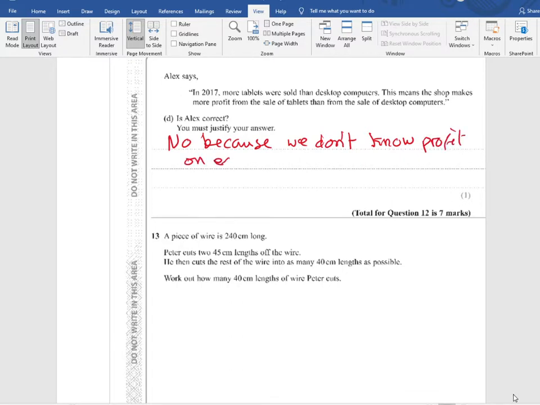A piece of wire is 240 long. Peter cuts off 2 pieces of 45 centimeters, and then he cuts the rest into as many 40 centimeter lengths as possible. How many? So 2 of these is 90. So 240 take away 90 is 150. Now we've got the 40 centimeter length, so 150 divided by 40 is the same as 15 divided by 4.